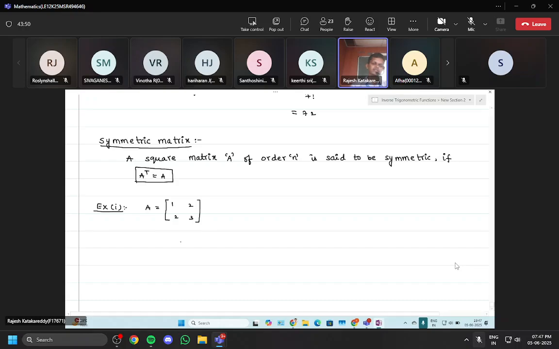Clear? So now if you take the transpose of this matrix, what will you get? You will get 1, 2, 2 and 3, which is the same as A.